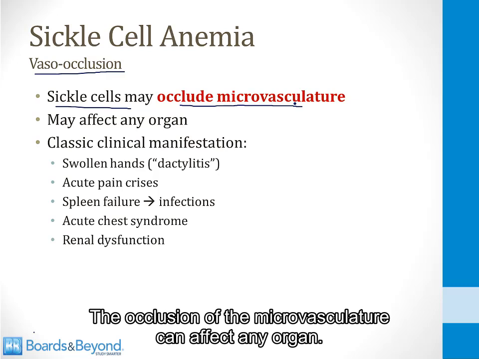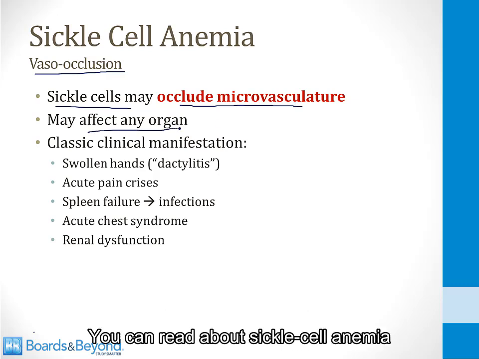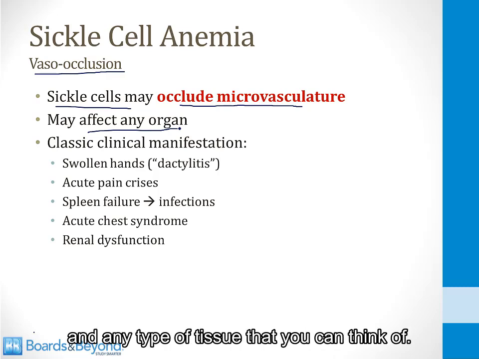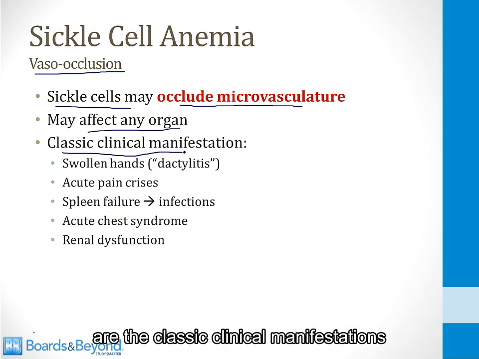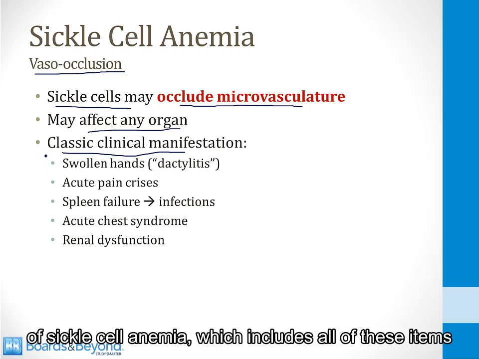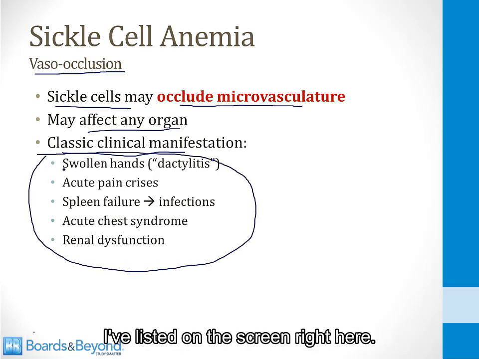The occlusion of the microvasculature can affect any organ. You can read about sickle cell anemia affecting the heart and the brain and any type of tissue that you can think of. What I'm going to focus on in the next few slides are the classic clinical manifestations of sickle cell anemia, which includes all of these items I've listed on the screen right here.